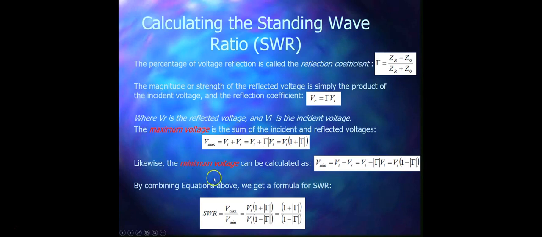In the same way you do it for the minimum voltage, and you get this result. Then the standing wave ratio can be calculated. We know it is the ratio of maximum voltage to minimum voltage, and if you put in both values, you get this result, which is in terms of the reflection coefficient.